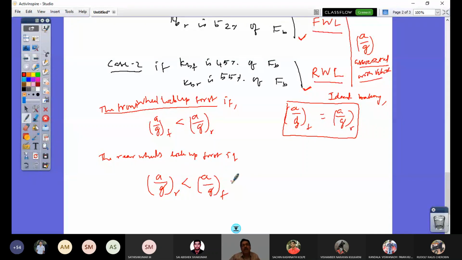So if I say that I would have my deceleration expression, A by G F, I would have one expression, A by G, I would have another expression, and I can plot a deceleration A by G with the braking force distribution KBF. I take KBF alone. So if this is my KBF, I can have a plot, and that plot will be like this. So say this is 0% to 100% of my braking force.